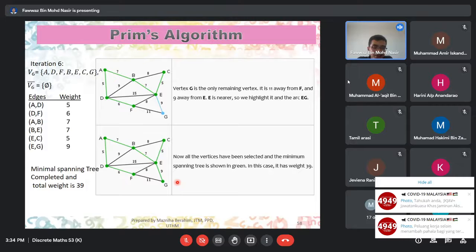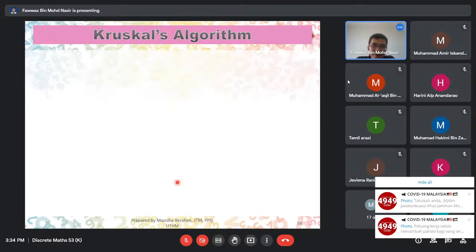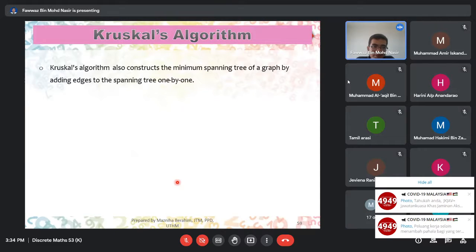Any question before we continue to Pascal algorithm? Macam mana nak pakai? Okay, so kita continue to Pascal algorithm. So Pascal algorithm ni kita boleh gunakan juga untuk cari the minimum spanning tree.